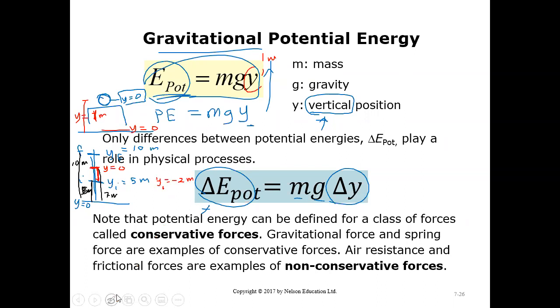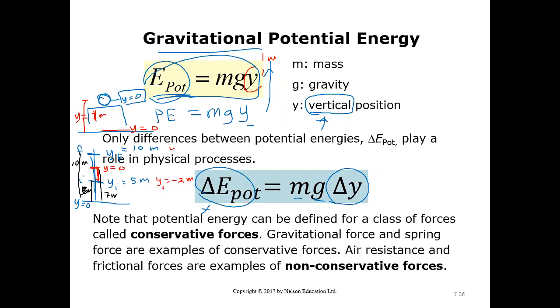Is that clear, Munira? He is at a height of 7 meters, and his initial position is 2 meters below him, because he is standing 7 meters above, and the initial position is 5 meters above the floor. That means the initial position is 2 meters below him. So according to him, y initial is -2.